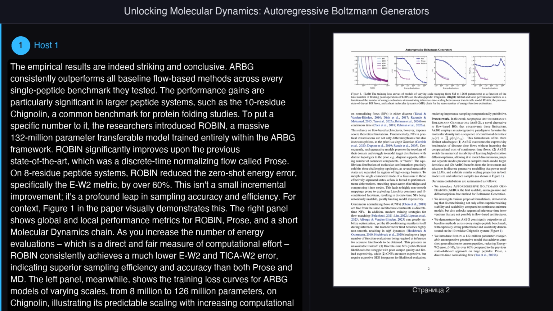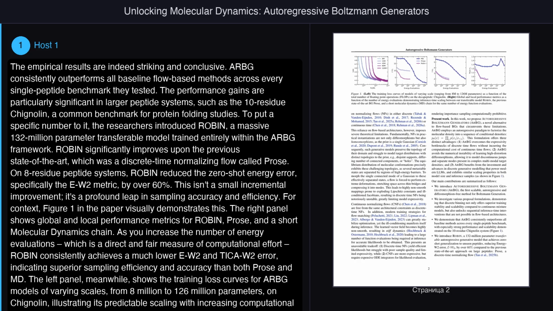It's a profound leap in sampling accuracy and efficiency. For context, Figure 1 in the paper visually demonstrates this. The right panel shows global and local performance metrics for Robin, PROS, and a short molecular dynamics chain.